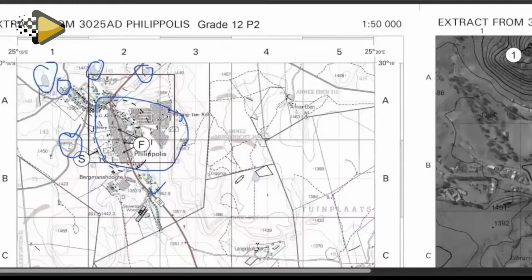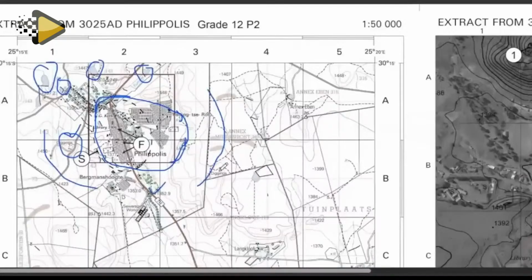And by a central place, we are saying it's an urban area which is responsible for the supply of services and goods to the surrounding rural areas. Philippolis is the only built up area or the only urban settlement here. The whole surrounding area is a rural area.